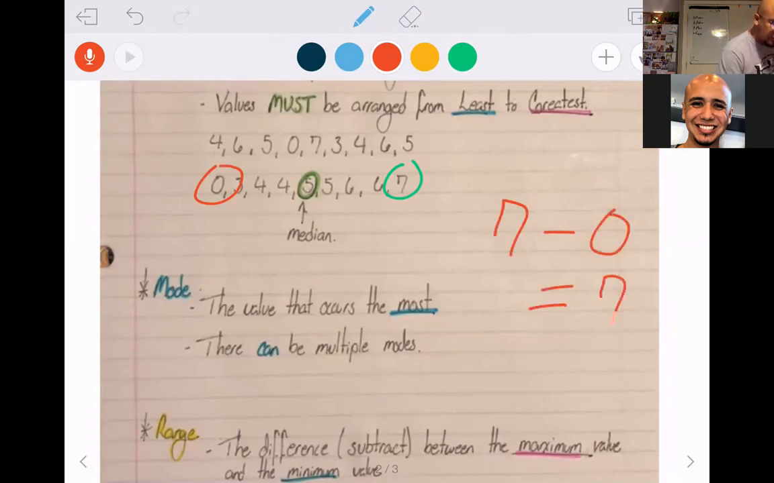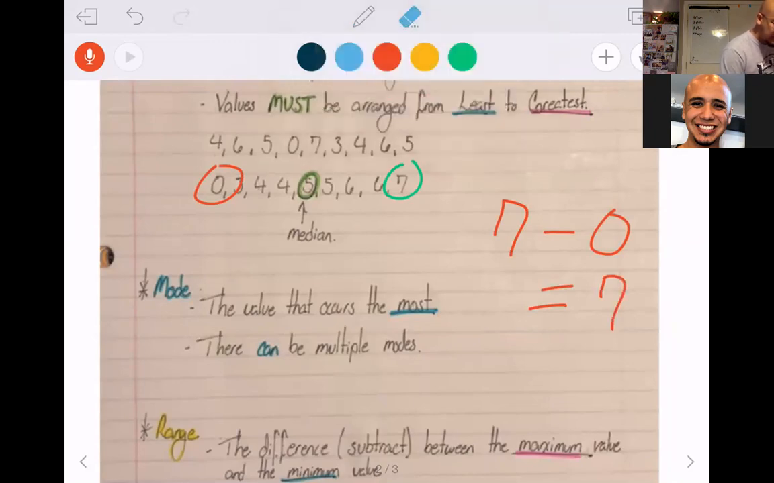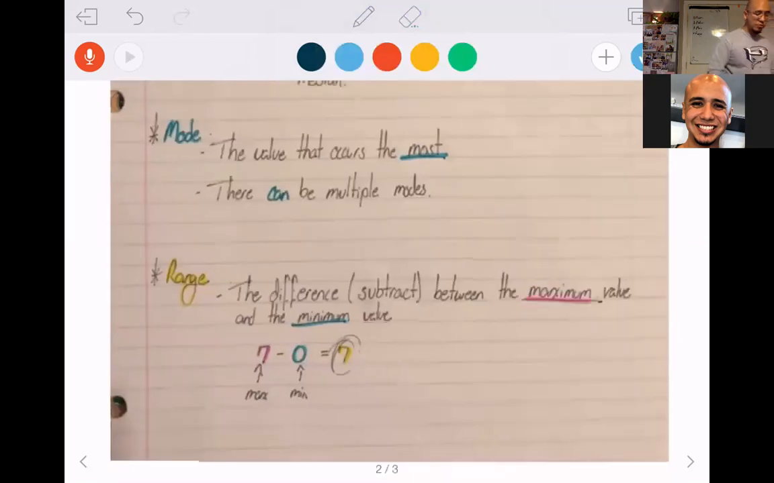So the range would be, as you see down here, the range would be 7. Range: biggest value minus the smallest value, you subtract them, that gives you the range.